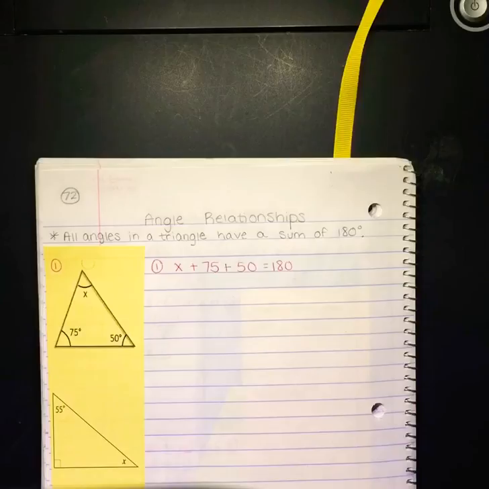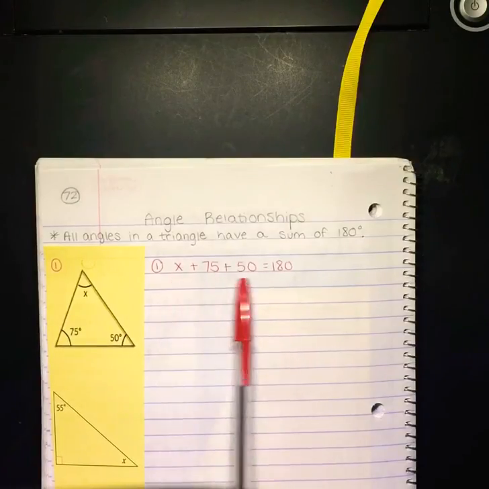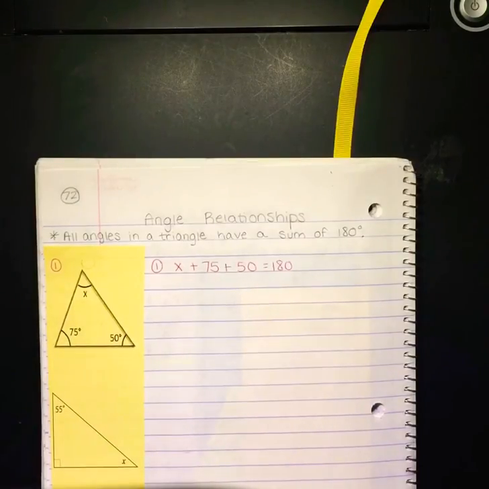How many angles in a triangle? 3. So she has x, 75, and 50. 1, 2, 3. Okay, so she added all 3 of them, and they equal 180. Go ahead and grab your pencil. What's the first thing we need to do in order to solve the equation?